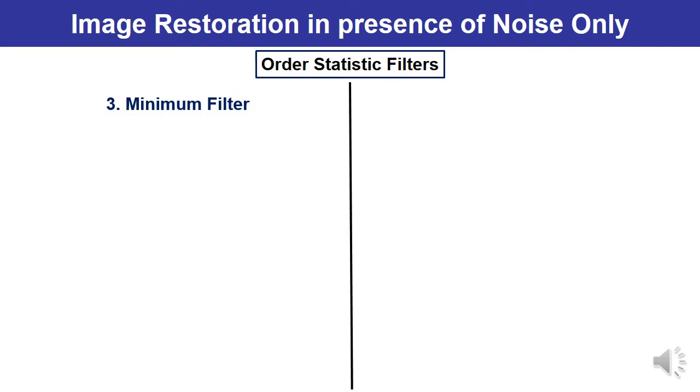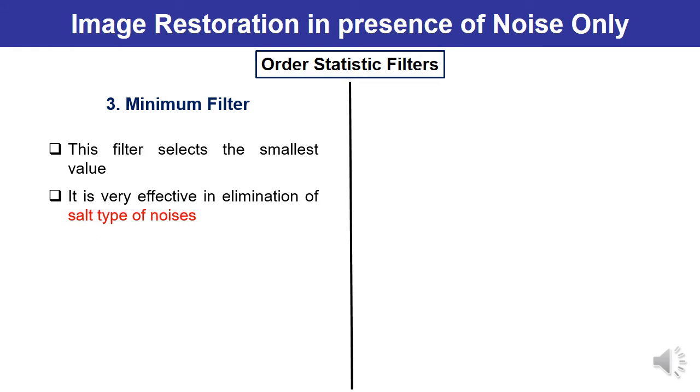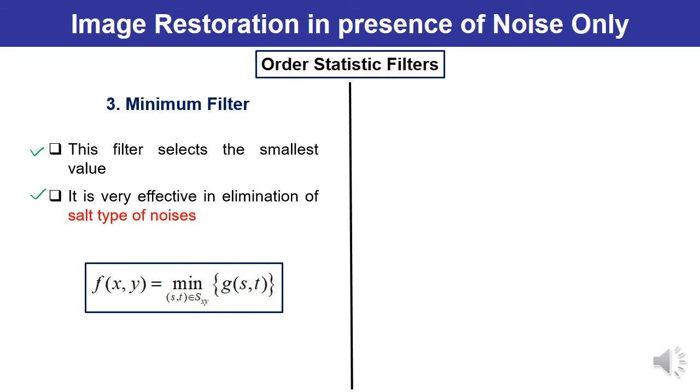The third type of filter is the minimum filter. The minimum filter selects the smallest value. Which would be the first element in the sorted list? When you have sorted any list, you have arranged the elements in ascending order, so the first one will be the minimum value. This filter is very effective in elimination of salt type of noise. And it is represented as f(x,y) is the minimum of g(s,t).